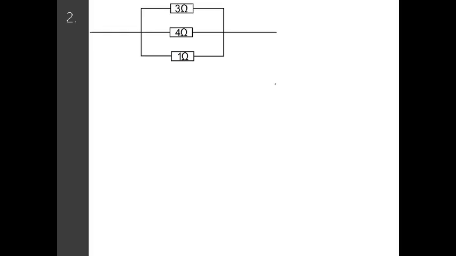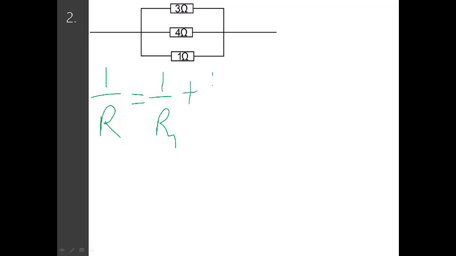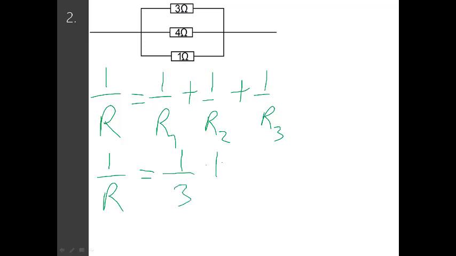So let's look at this. Now when there are 3, the special formula doesn't apply. So you'll have to go to the fundamental formula. These are 3, so we are going to say 1 over R is equal to 1 over R1 plus 1 over R2 plus 1 over R3, which becomes 1 over R is equal to 1 over 3 plus 1 over 4 plus 1 over 1. And what do we get?